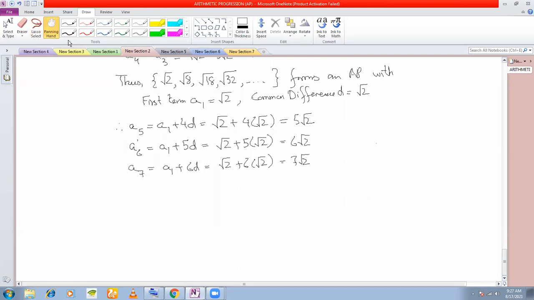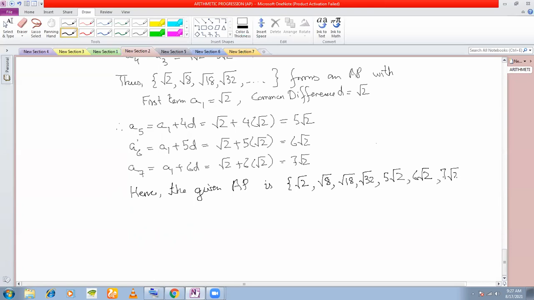Hence, the given AP is root 2, root 8, root 18, root 32. And what is the next one? 5 root 2 we have found. The next is 6 root 2. And the next is 7 root 2 and so on. But since the first four terms I have written as pure surds, you can convert all the terms that we have found to pure surds.